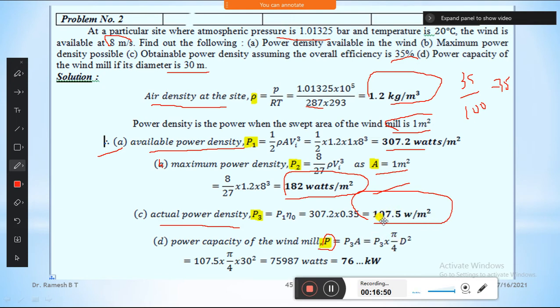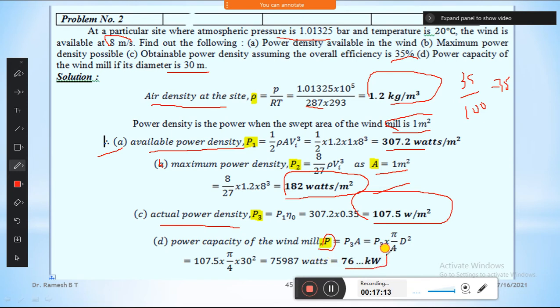Previously we took the area as 1, but here the area is different. So P3 into A, where the area is equal to pi by 4 d square, and d is given as 30 meter. If you substitute that, finally it will give 75,987 watt. In terms of kilowatt, it is 76 kilowatt.